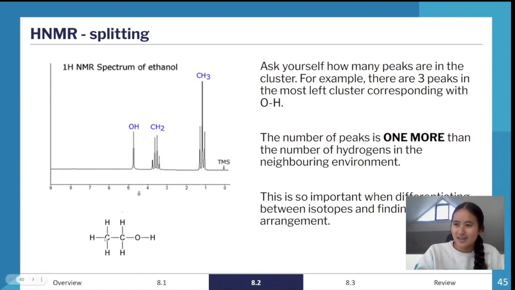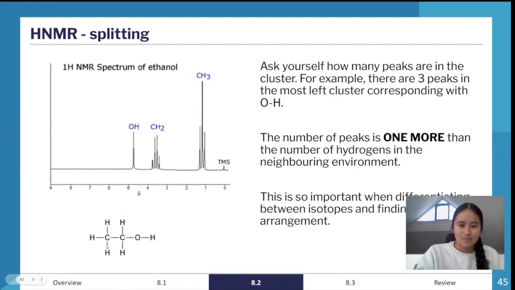So CH2, in the neighboring environment, we have 1, 2, 3 hydrogens. That is 3. 1 more than 3 is 4, and that 4 is the 4 peaks. Does that make sense? In my head, 4 peaks means 3 gaps between. I like to count the gaps between. 3 gaps between means 3 neighboring hydrogens, which is 1, 2, 3.